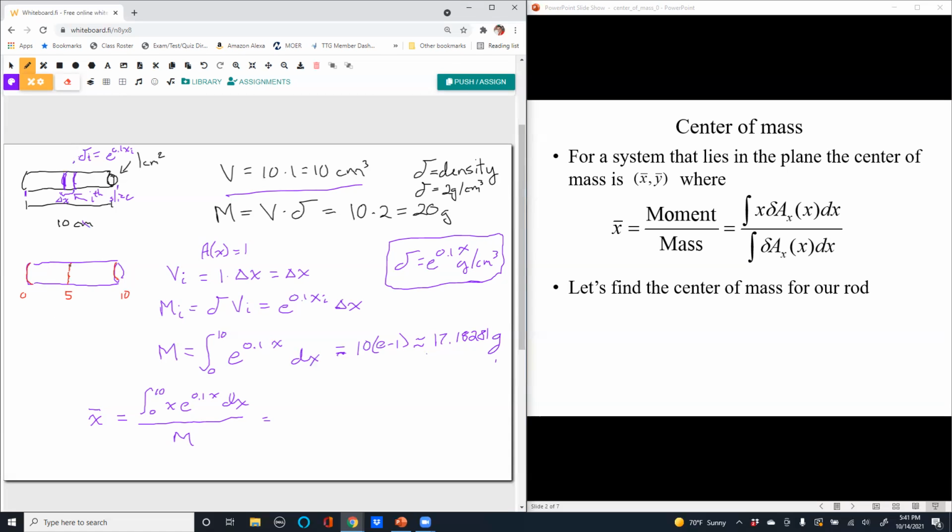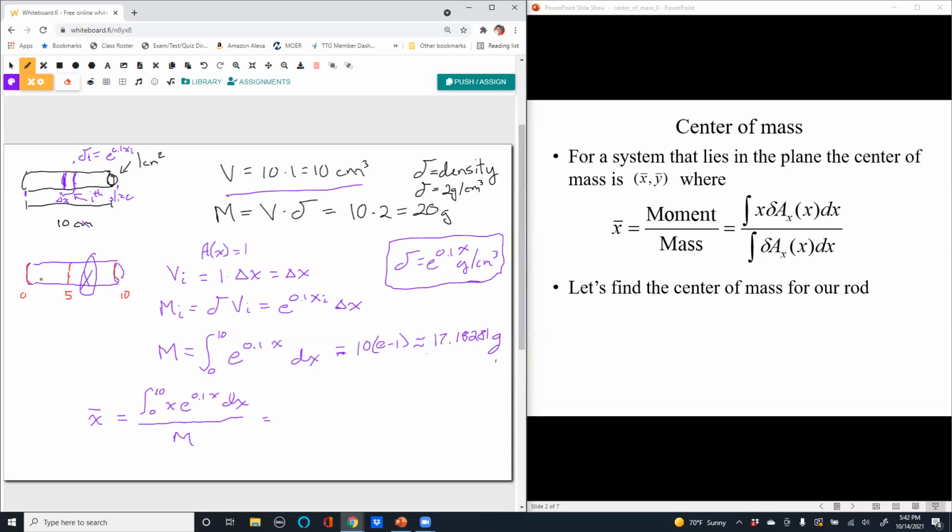I know it's not a perfect rod, but think of a baseball bat, right? A baseball bat is less dense towards the end you hold and more dense on the far end. Somewhere between 5 and 10, like the denser end. Yeah, somewhere on this side, right? We would expect it to be somewhere between 5 and 10, and that's because between 5 and 10, the rod is heavier than between 0 and 5.